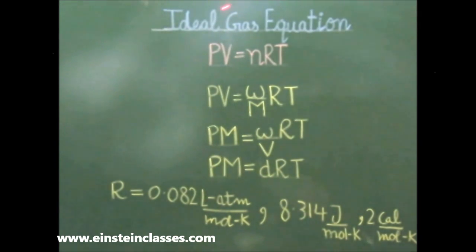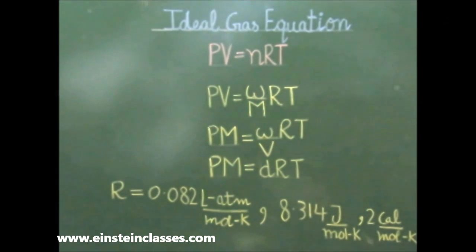Now we are going to discuss the ideal gas equation, which is PV = nRT, where P is the pressure of the gas, V is the volume of the gas. Volume of the gas is the volume of the container, n is the number of moles of gas, R is the universal gas constant, and T is the temperature in Kelvin. Now we can write mole as given mass by molar mass into R into T.